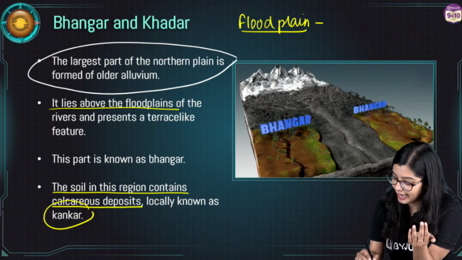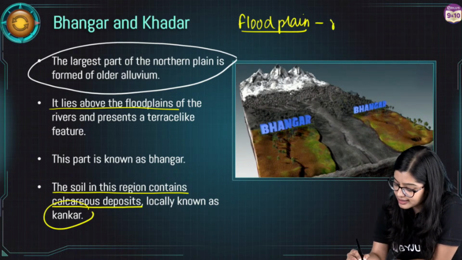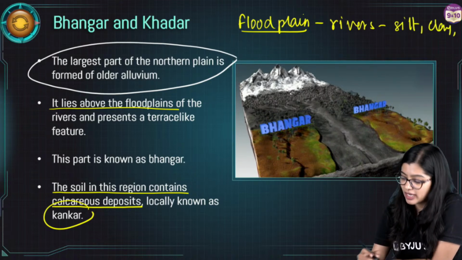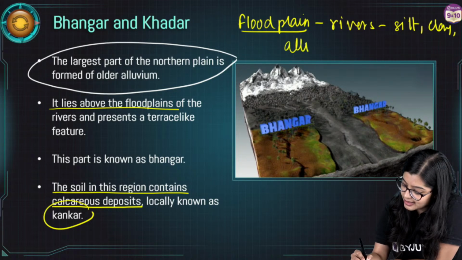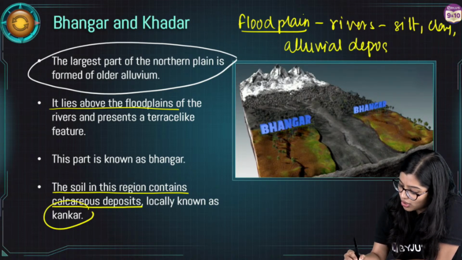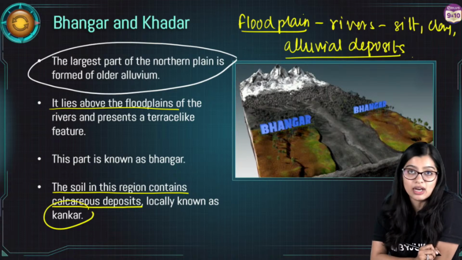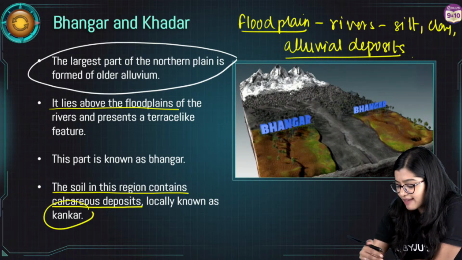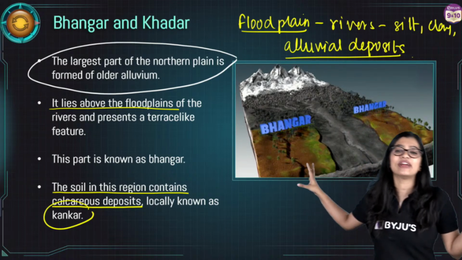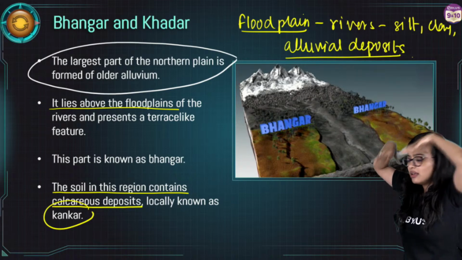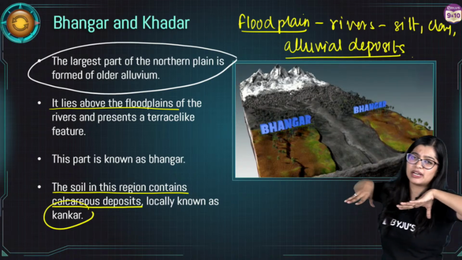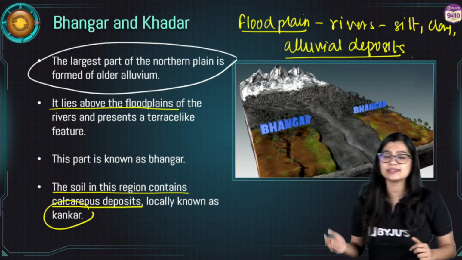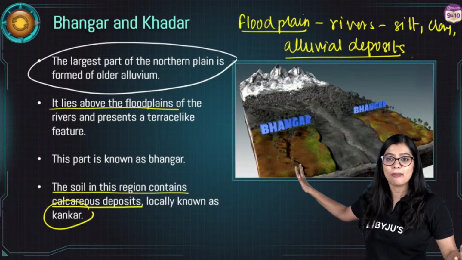But basically, floodplains are a region wherein your rivers bring silt and clay, and of course, we know they have alluvial deposits. They bring it almost every year, and they keep depositing it. So think of it this way: the river went underneath your Bhabar region, came out in Terai, and now it is flowing into your plains. Now it has reached your plain region.